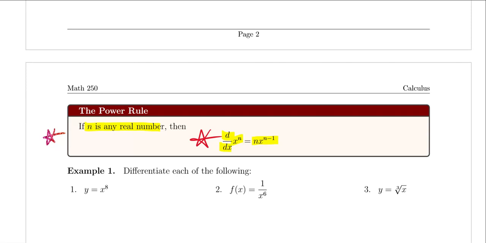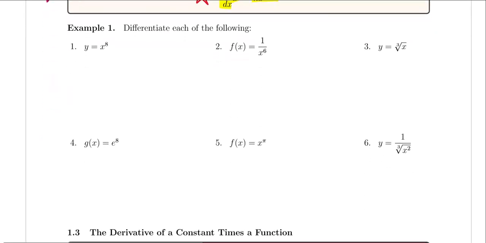Excellent. So now let's go ahead and get to practice using our power rule. So let's see, I guess I'll take a look at all of them. So it's on your notes or the video lectures here. All right, so let's take a look. Let's go ahead and differentiate the following functions. Beginning with the first function, y equals x to the 8th.